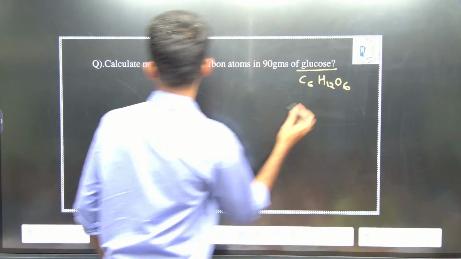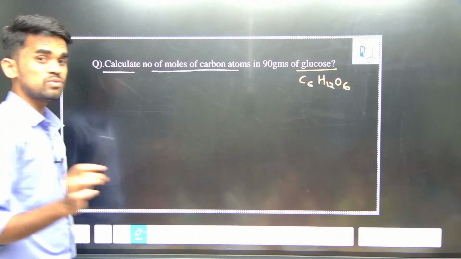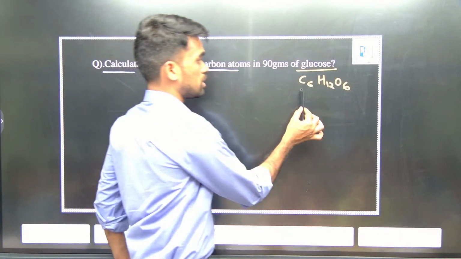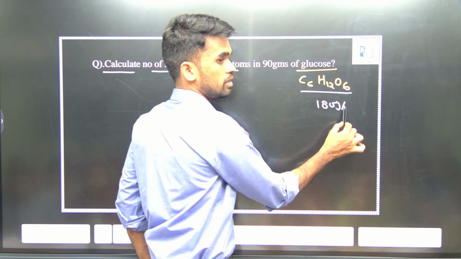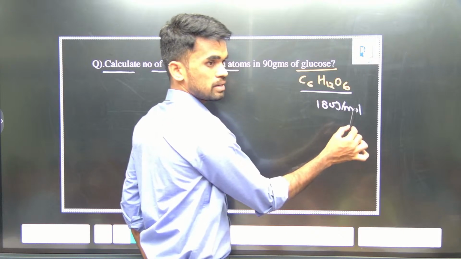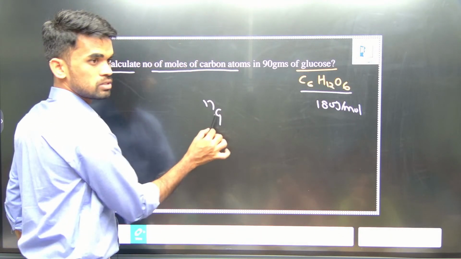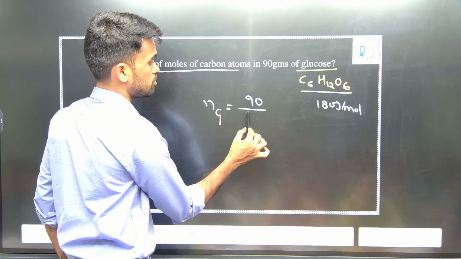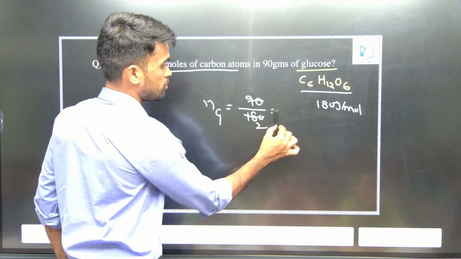C6H12O6. Now what they are asking: calculate the number of moles of carbon atoms. First what do you need to calculate? What is the gram molecular weight of this? 180 gram per mole. Next, what to do? First find the number of moles of glucose. How many moles are there? 90 grams by 180 grams. So this will be 1 by 2. So you got 1 by 2 mole.